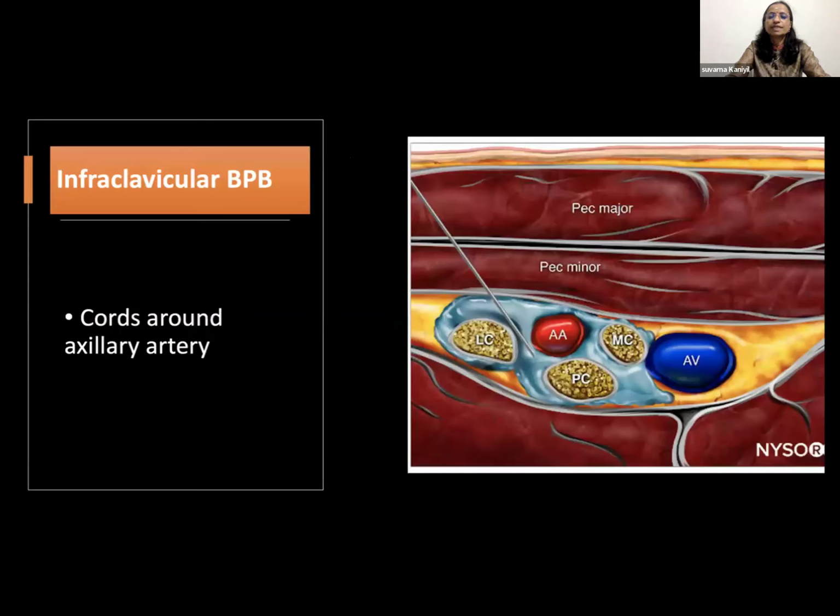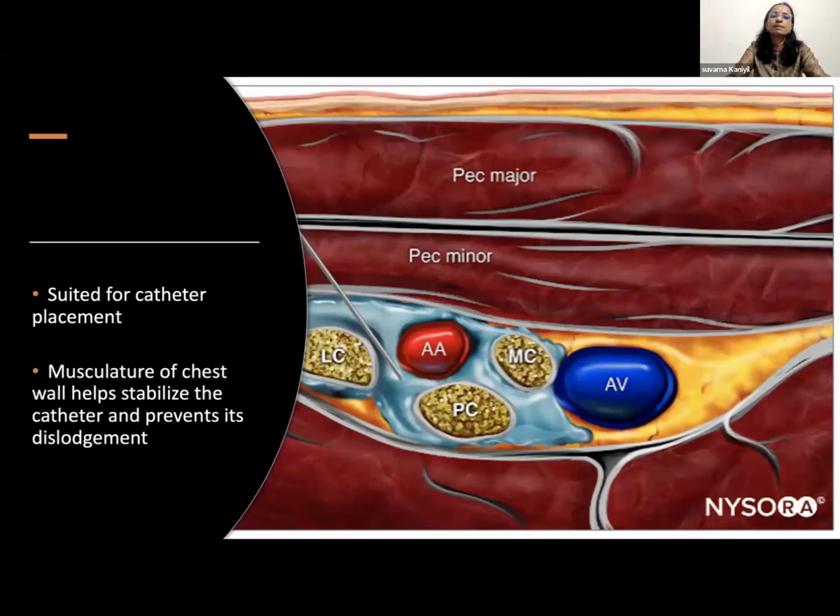This is the anatomy in which the brachial plexus cords are placed around the axillary artery. The posterior cord, lateral cord, and medial cord are placed around the axillary artery, you can see. So from skin, it is the pectoralis major and the minor. Then the axillary artery and vein you have to identify. And around the axillary artery, you can see the structures, lateral, posterior, and the medial cord.